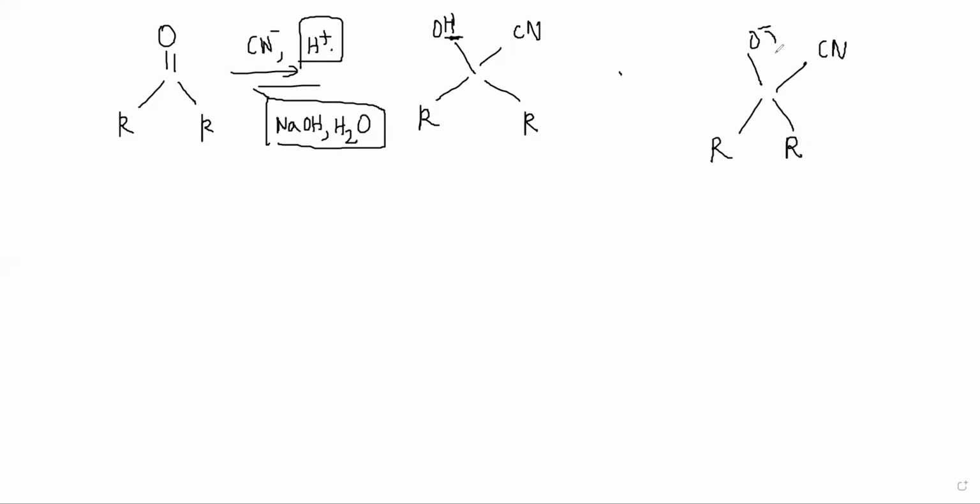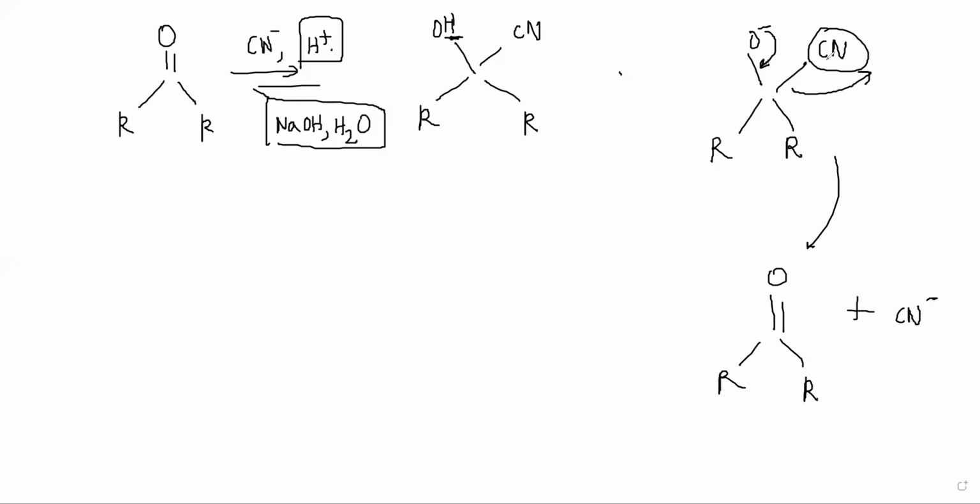And then it is likely that this can leave. The CN minus will leave and the O minus will form, and you'll get the reverse step. You'll get this plus CN minus. This electron pair will go to the cyanide and this minus sign will come here once the H has been taken away by OH minus. He writes one sentence: this is because cyanide is a good leaving group.